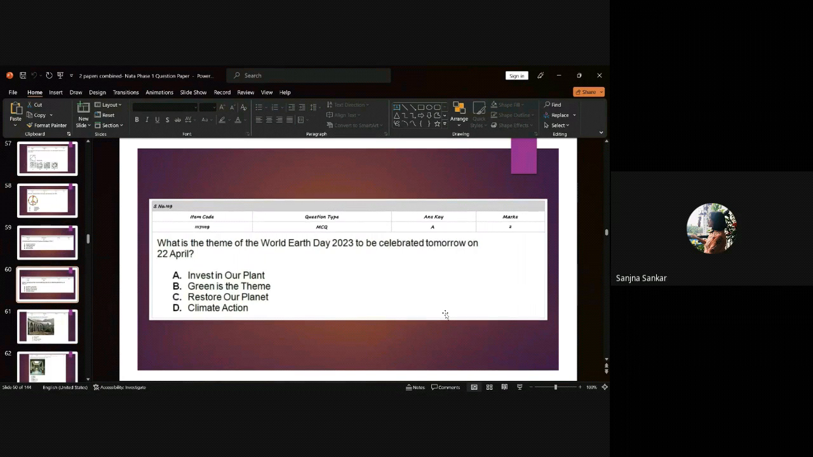Next question: what is the theme of World Earth Day 2023, to be celebrated tomorrow on 22nd April? They are asking what the theme was. Option A, invest in our planet. Option B, green is the theme. Option C, restore our planet. Option D, climate action. The World Earth Day celebrated on 22nd April had the theme invest in our planet, which is option A.